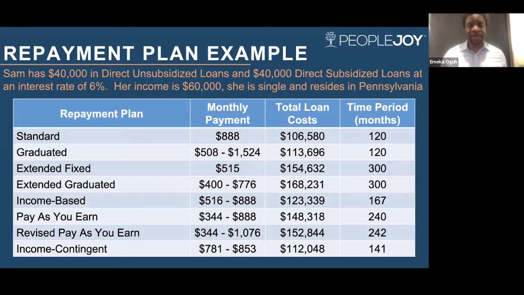So this just gives you, again, an example of the different types of repayment plans that you can enroll in and how long it will take you to pay them off and the total loan costs of these different plans. So when you're choosing your plan, you want to make sure that you know what the long-term outlook is going to be for that loan. And if there are any options, again, for forgiveness, if there's any way to cancel some of those loan payments back based on where you work and your income.